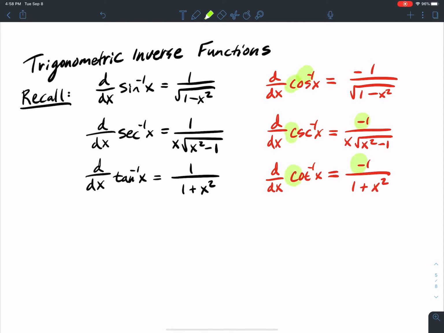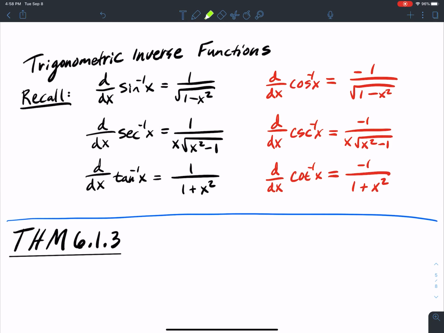So the only difference here for these three is that with the co-functions, they're negative. However you want to memorize that, I don't care, but that's how I remember it. I just remember these three, and then I know that whenever I take derivatives of co-trig functions, I'm going to get negatives. Now, that was what I was recalling for you to remember.